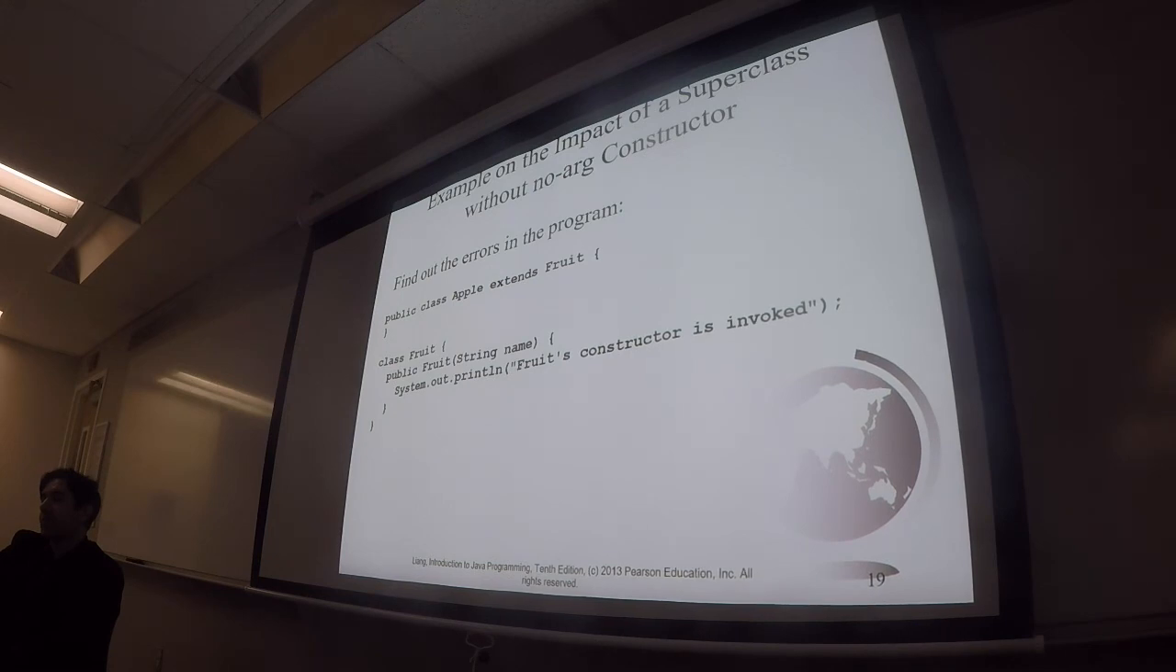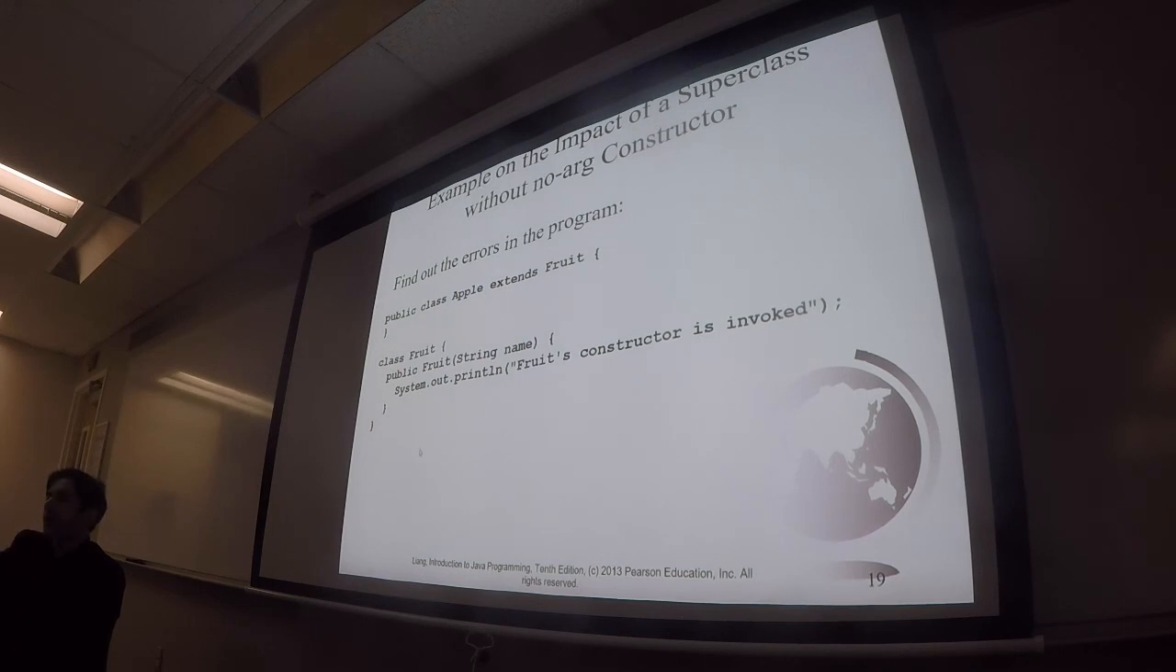There's no argument constructor, there's an argument constructor, but there's no argument constructor for Fruit. It would have to be public Apple for it to execute, right? Yeah, because Fruit doesn't have a default constructor.